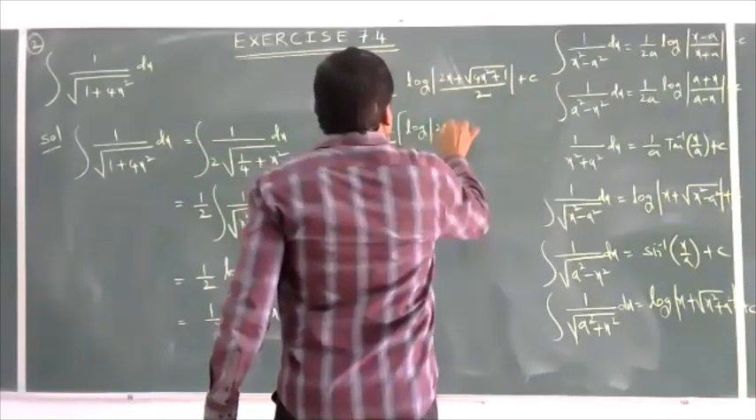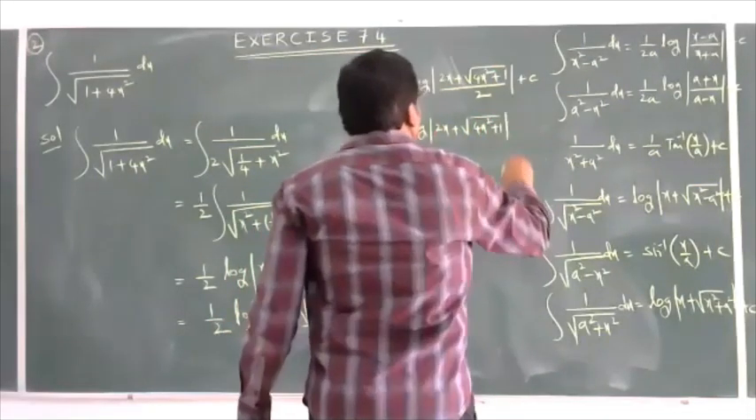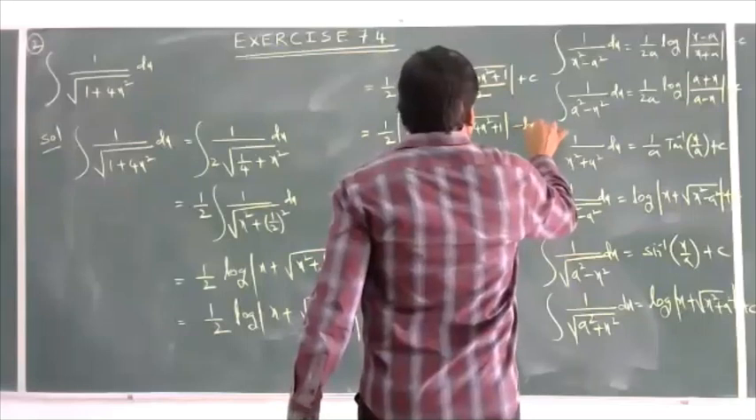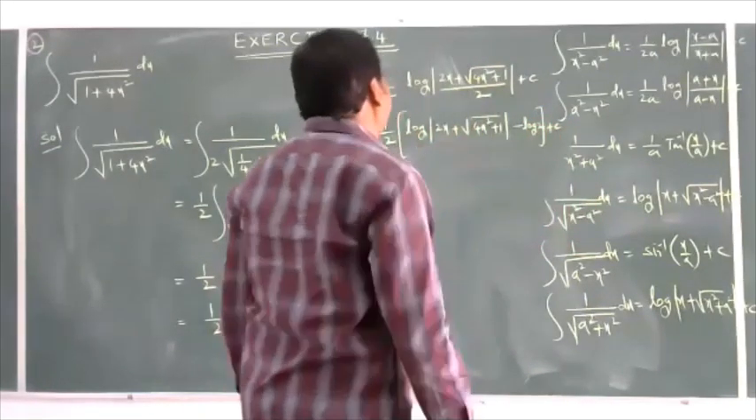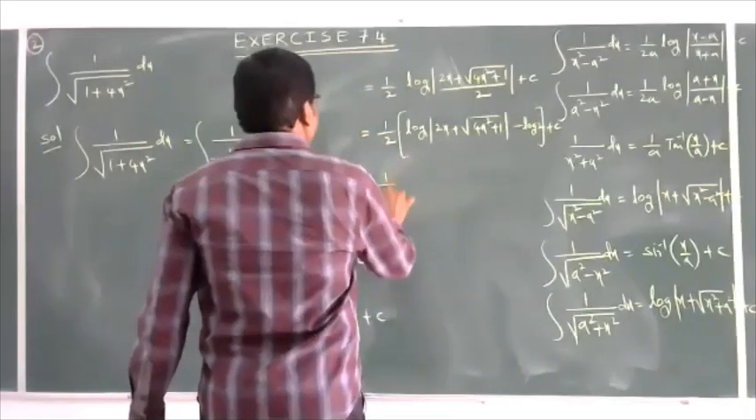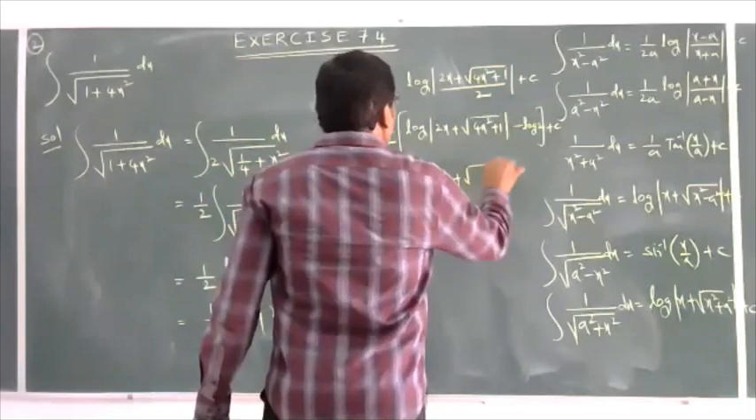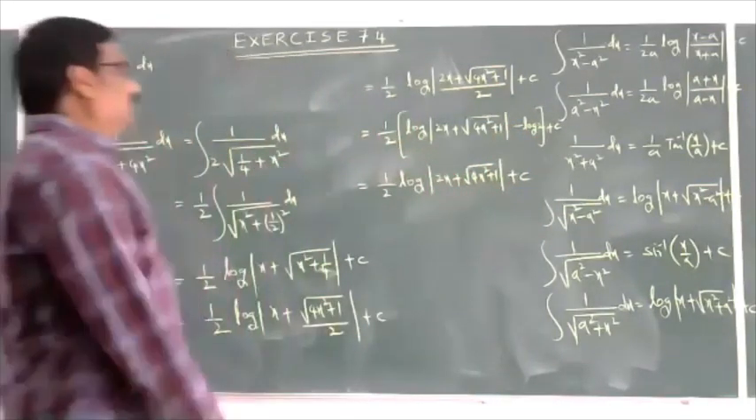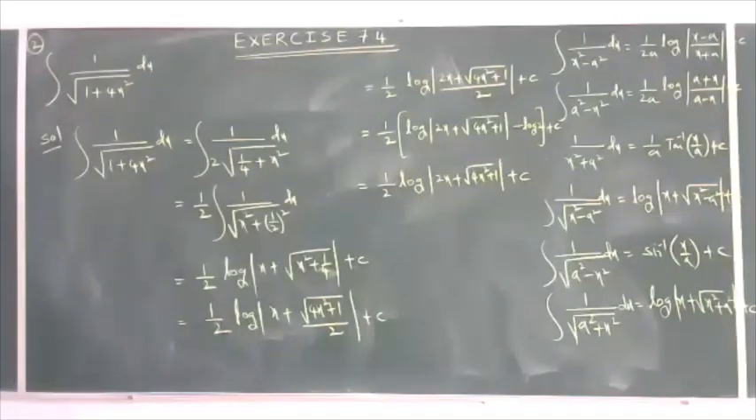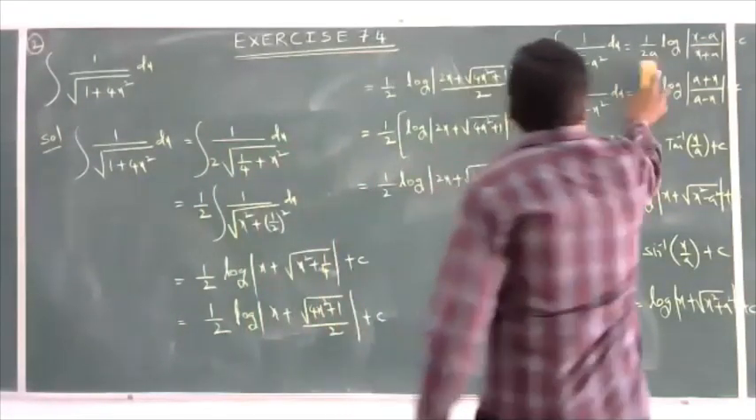That is 1 by 2 into log mod 2x plus root of 4x square plus 1 minus log 2 plus c. This is also a constant, that's why you write the answer as 1 by 2 log mod 2x plus root of 4x square plus 1 plus c.